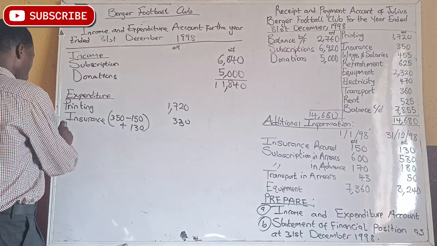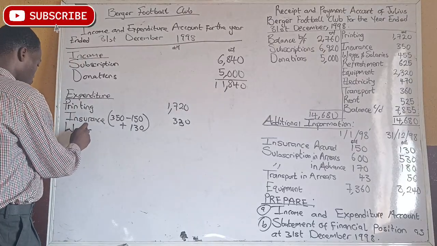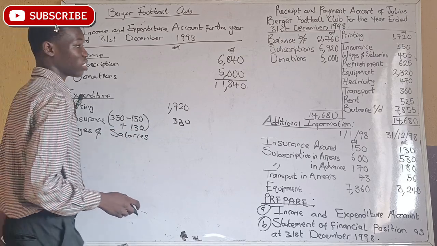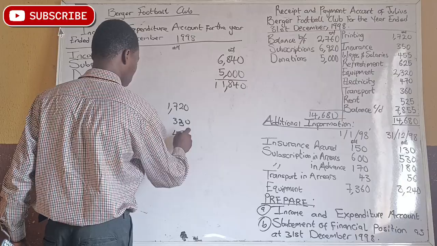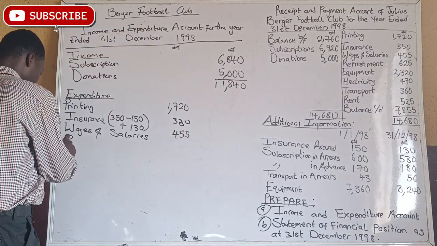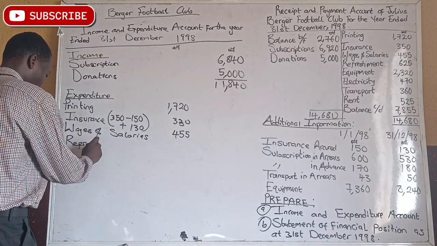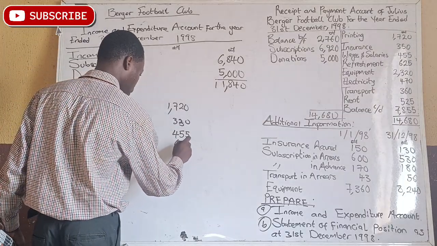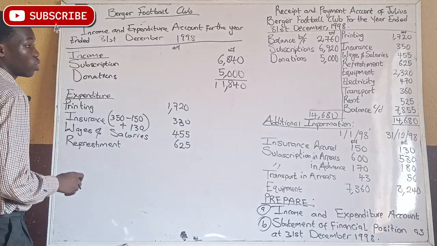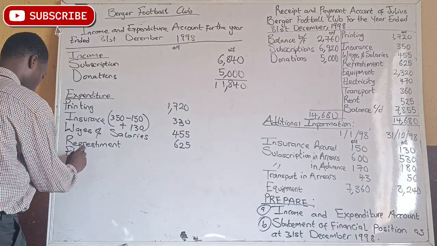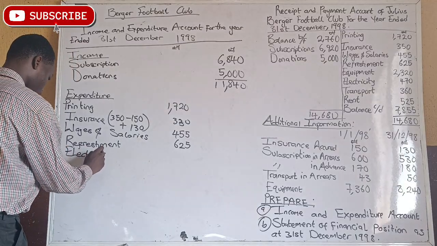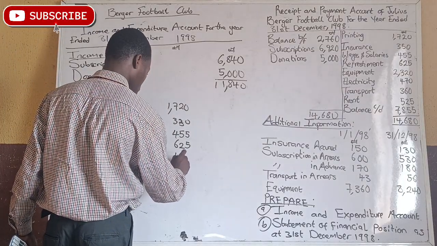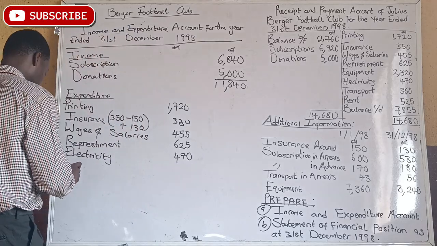We move to the next, wages and salaries. The wages and salaries, that is 455. Refreshment, which is 625. We have electricity. Electricity, that is 470. Then we have transport.